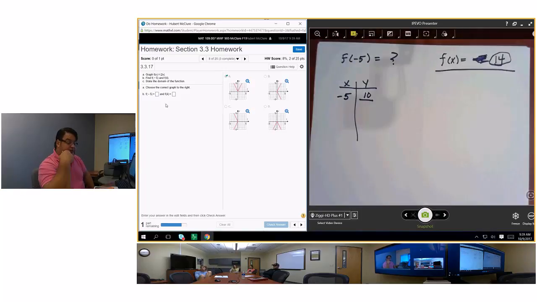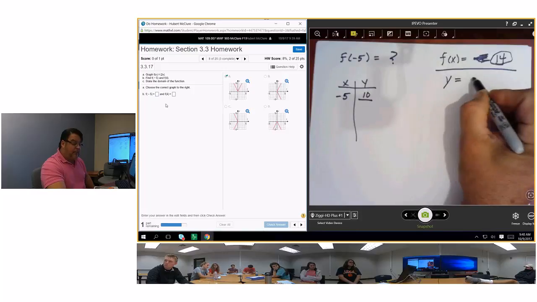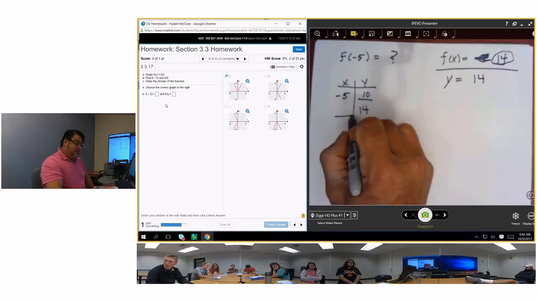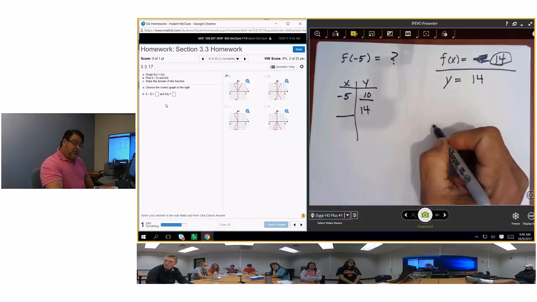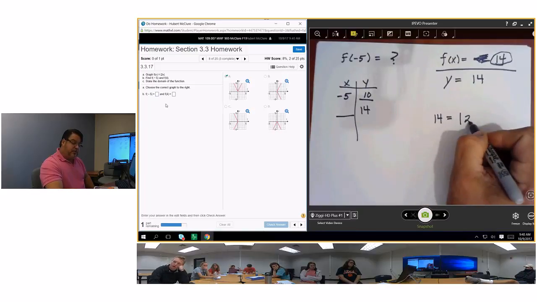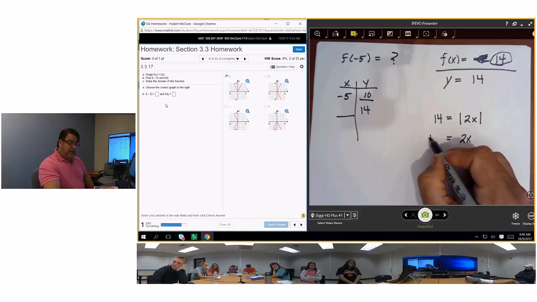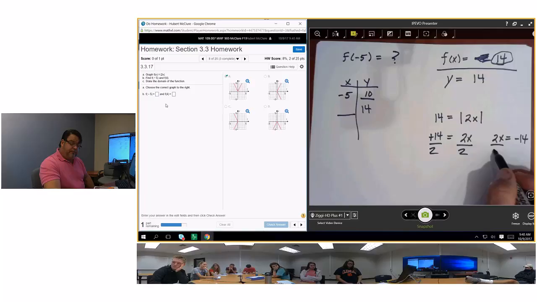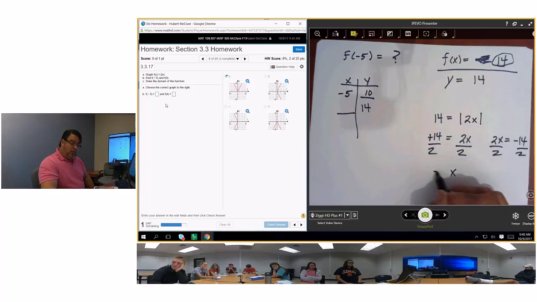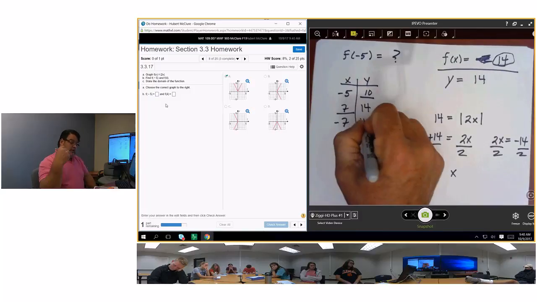So what does this mean? For those of you that already know what I'm doing, what does that mean? They want you to find x, because remember, f of x is a fancy way of writing y. So you put 14 here, and you say 14 is equal to 2 times the absolute value of x. Now, when you solve an absolute value, you have to say 2x is equal to positive 14, and 2x is equal to negative 14. And solve, and you get x is equal to 7 or negative 7.